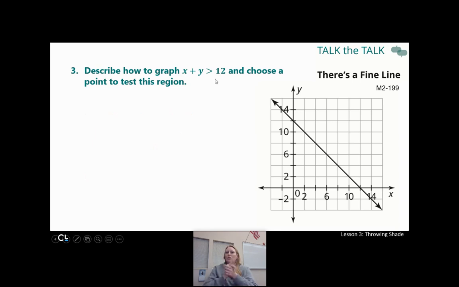Last but not least, describe how to graph x plus y is greater than 12. You probably already know what it's going to look like, but you do need to choose a point to test the region. Go ahead and hit pause, write it out, and then hit play when you're ready to check your work.